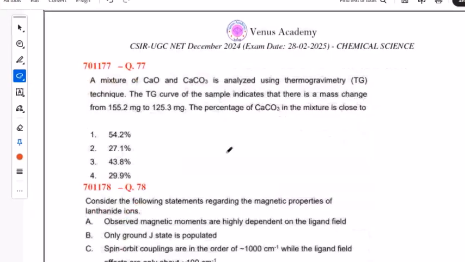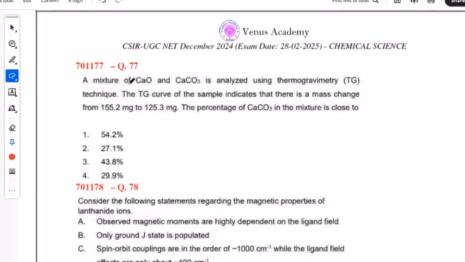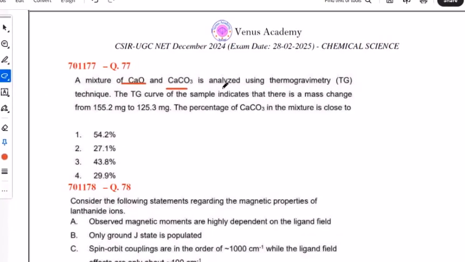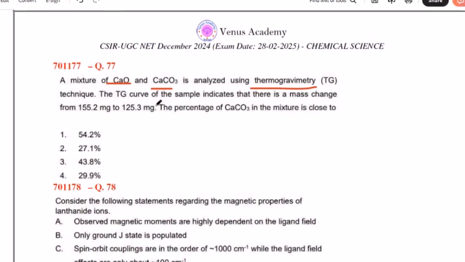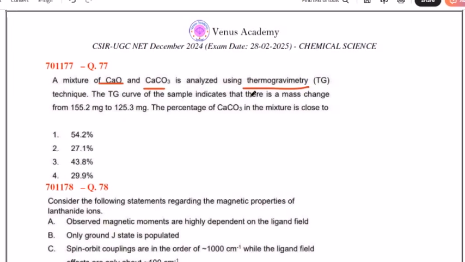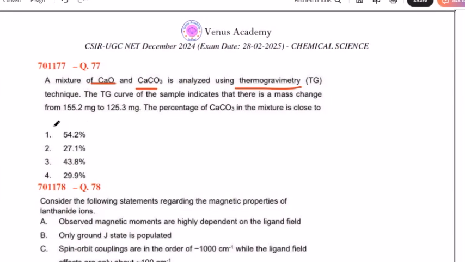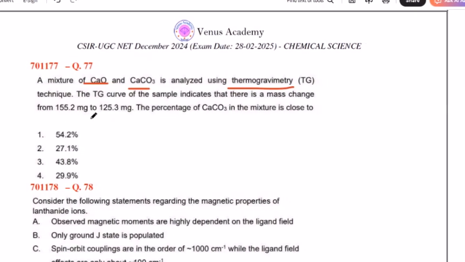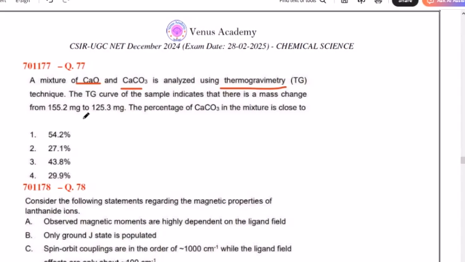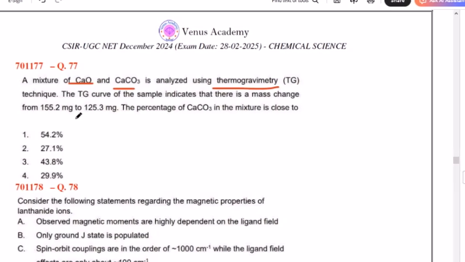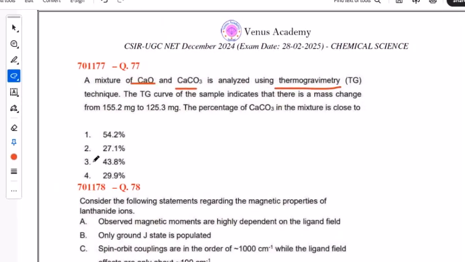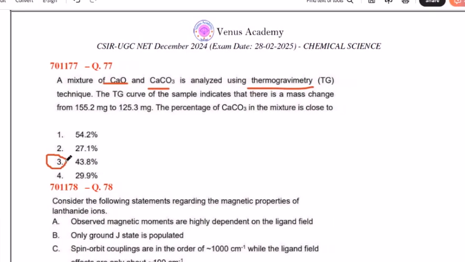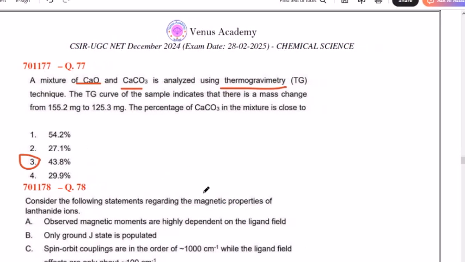Next, question number 77. A mixture of calcium oxide and calcium carbonate is analyzed using the thermogravimetry (TG) technique. The TG curve of the sample indicates a mass change from 155.2 mg to 125.3 mg. The percentage of calcium carbonate in the mixture is close to option number 3, 43.8%. So option number 3 is the correct option, friends.